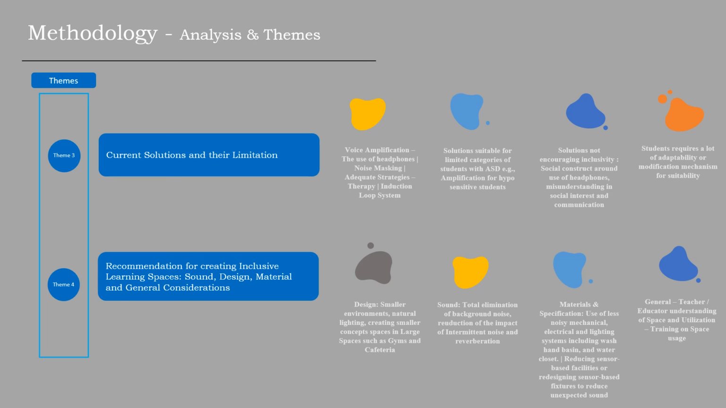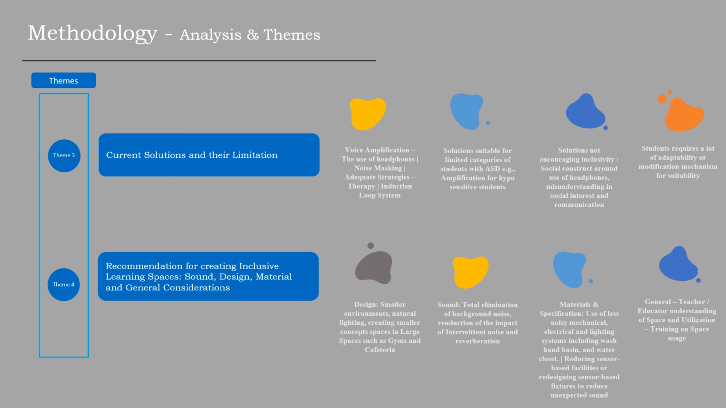And then team 4 was the recommendation for creating inclusive learning spaces, looking at sound, design, material, and general consideration. I start with design. So the recommendation is around smaller environments, natural lighting, creating smaller concept spaces in large spaces such as gyms and cafeterias that will accommodate students with ASD.